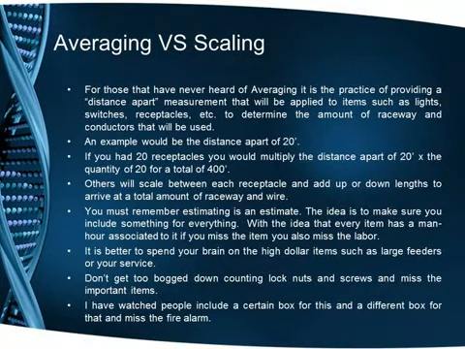For those that have never heard of averaging, it is the practice of providing a distance apart measurement that will be applied to items such as lights and switches, receptacles, etc., to determine the amount of raceway and conductors that will be used. An example would be the distance apart of 20 feet. If you had 20 receptacles, you would multiply the distance apart of 20 feet by the quantity of 20 for a total of 400 feet. Others will scale between each receptacle and add up or down lengths to arrive at a total amount of raceway and wire. You must remember estimating is an estimate.